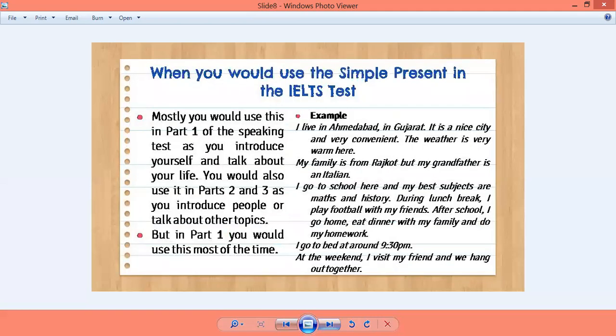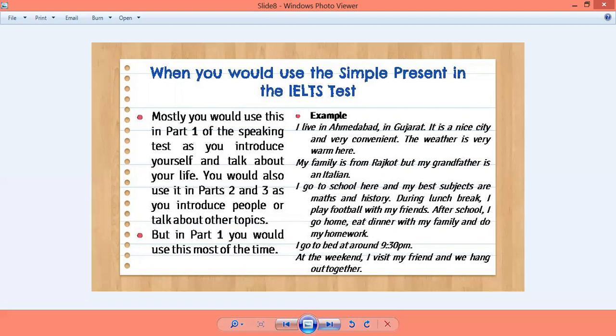नेक्स्ट, अभी हम सिंपल प्रेजेंट पढ़ तो रहे, पर उसका यूज कहाँ पे है हमारे IELTS टेस्ट में? Mostly, you would use this in part 1 of speaking test as you introduce yourself and talk about your life. You would also use it in part 2 and 3 as you introduce people or talk about other topics. Generally, introduction karte hain hum khud ka, that I am studying currently, right? I study currently. So over there we use simple present, but in part 1 you would use this most of the time.